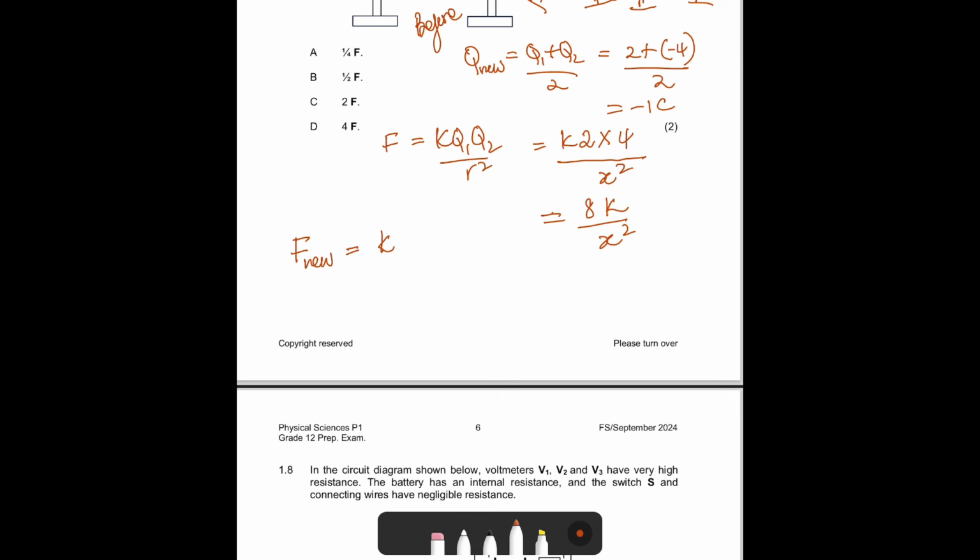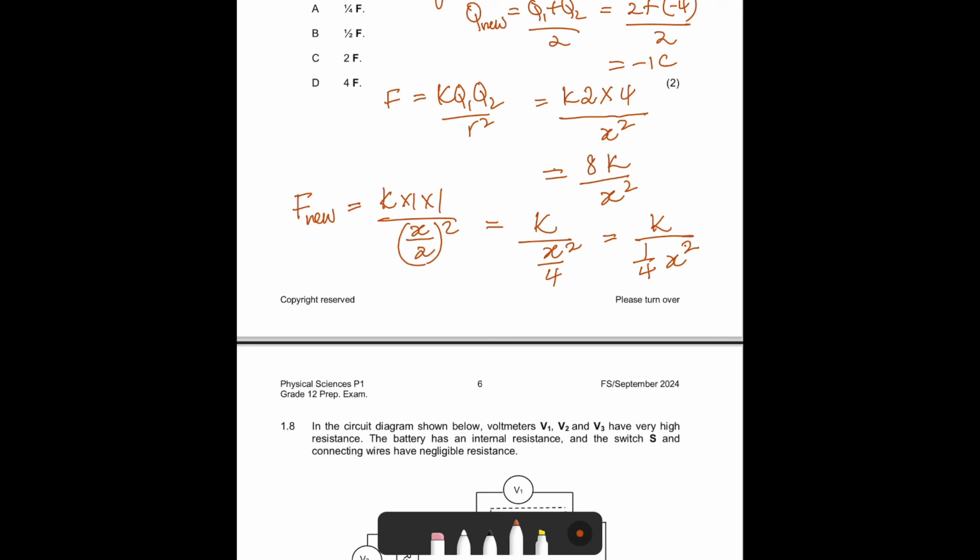Now let's see the new force. The new force is k, now the charges, remember, are 1 and 1. So it's going to be 1 times 1 over the distance, which they said has now changed to a half. So it's going to be x over 2, squared. Which is k over x squared over 4, which is k times 1 over 1 over 4 x squared.